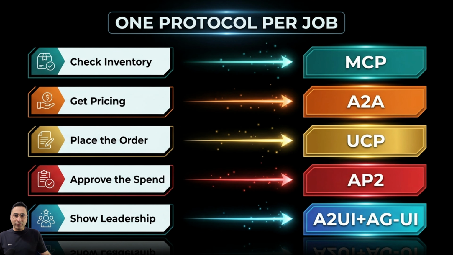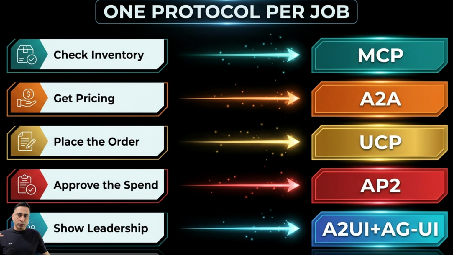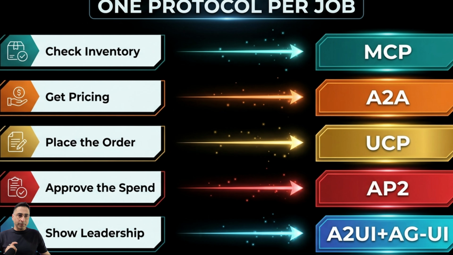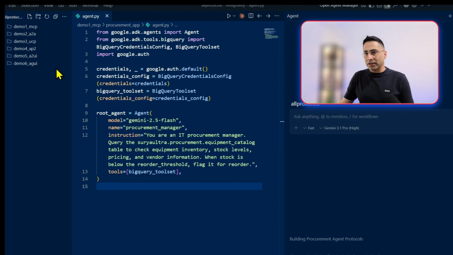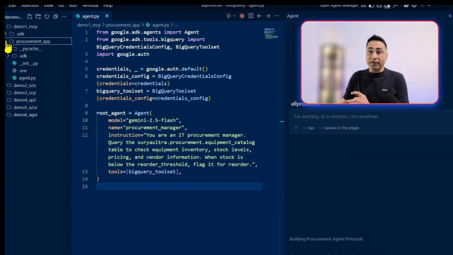So that's five different jobs. And that's exactly what our individual agents are going to do, one protocol at a time. So you can see here, I'm in Anti-Gravity, which I used in order to create this. And I've created individual demo folders, which will add individual protocols.